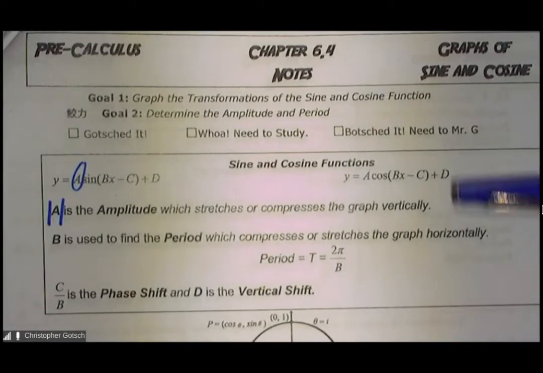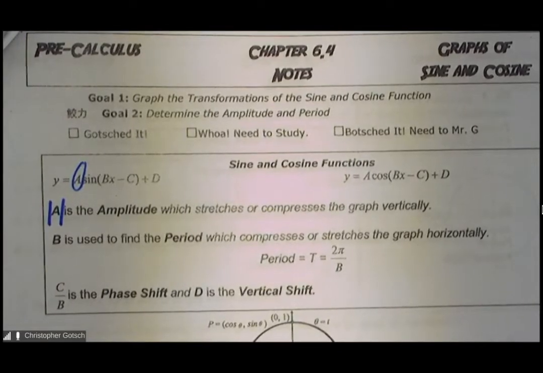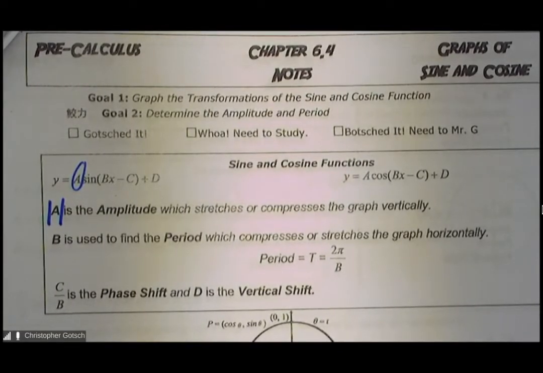B's for your period. Period is the time of which this graph replicates. So if you guys remember, sine and cosine, when we graph those on our unit circle, it repeats after 360 degrees. Kind of what we talked about yesterday in chapter 6.3. It goes around 360 degrees and then starts replicating. Like 390 was the same thing as 30. Okay, and so on and so forth. It continues on to replicate.